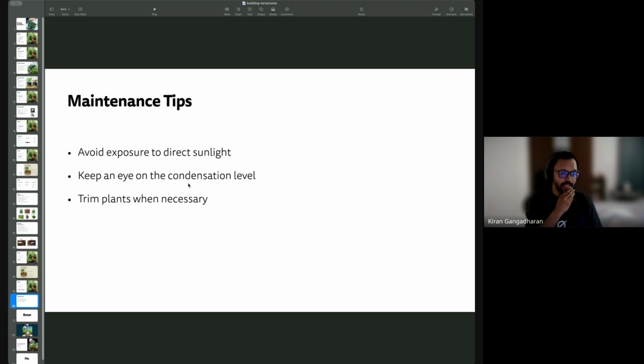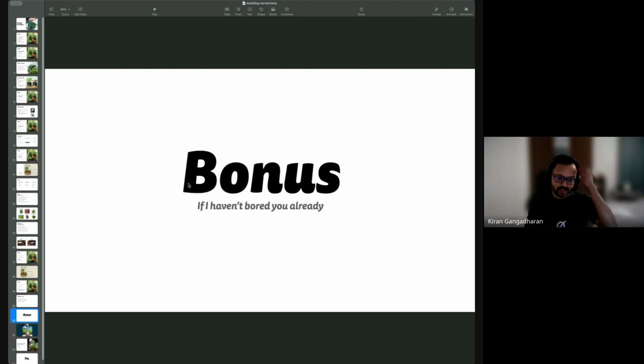It again depends on the size. If you have a pretty big jar, then you're pretty much good. But in small jars, and I have all three sizes, it's very easy for plants to completely cover the top. So this is the gist. Then we can look at some bonus things.